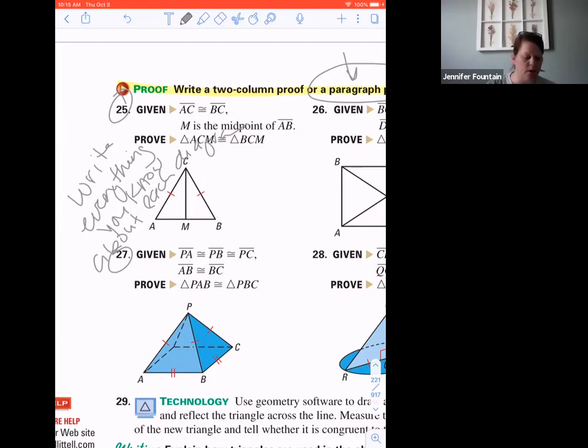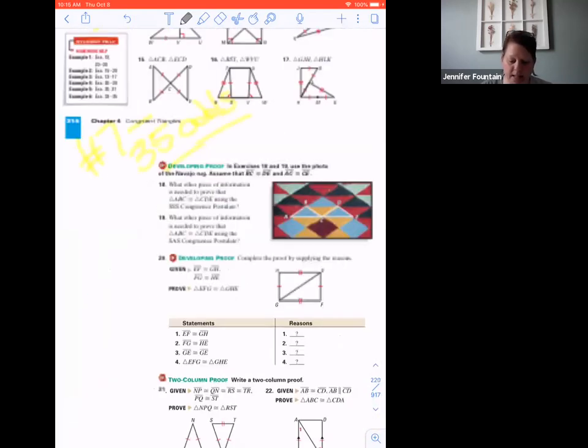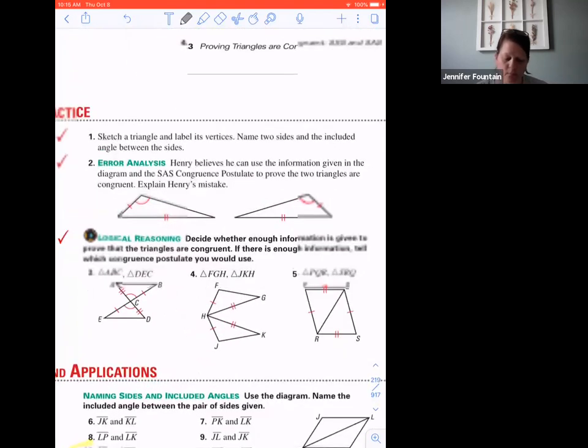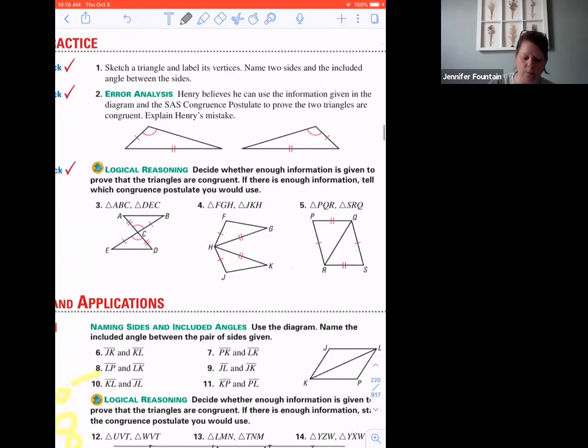So actually we will go ahead and you can glance over the guided practice if you want to, but then we'll go ahead since we are out of time. That is going to be your homework.